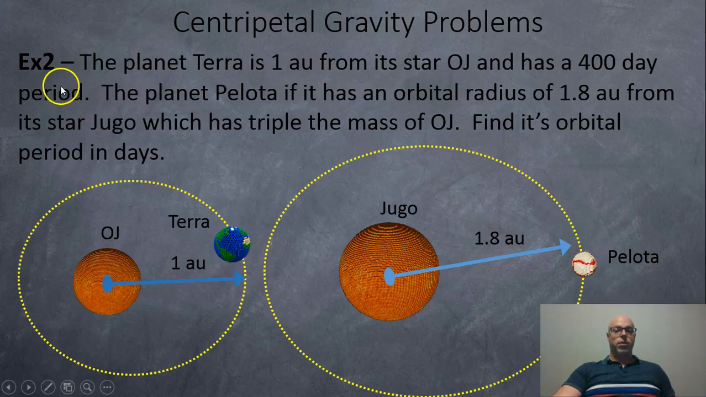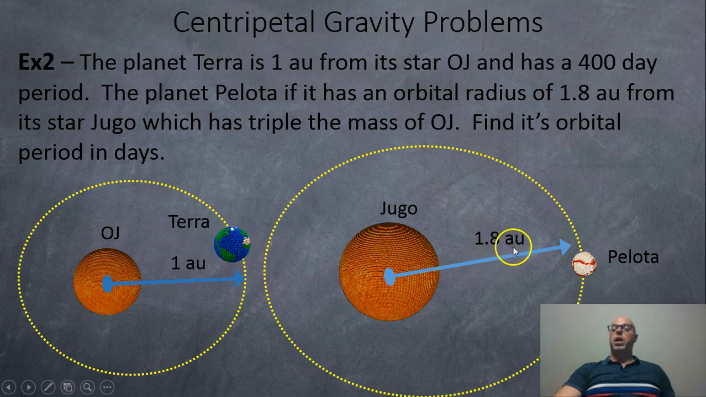Okay, example 3. Okay, I call it 2 here, but it's actually 3. In this case here, we have two planets orbiting their respective stars. We have the planet Terra orbiting the star OJ, and we have the planet Pelota orbiting the star Hugo. Right? So, the planet Terra is 1 astronomical unit from its star OJ. 1 astronomical unit is the distance from the Earth to the Sun, which is 1.495 times 10 to the 11 meters, or 1 astronomical unit. And then we have Pelota. It's 80% further out, or 1.8 times further out than Terra is.